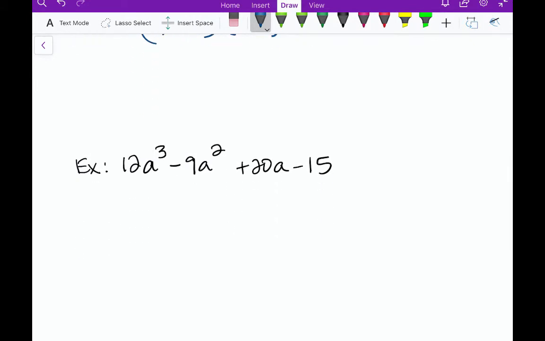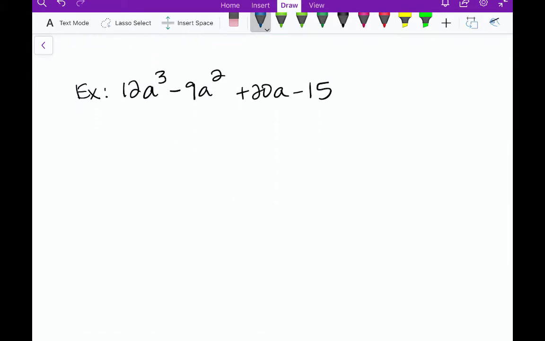So let's look at another example. So this one is not as straightforward. So we have 12a cubed minus 9a squared plus 20a minus 15. So we want to try to look at just these two terms and see if we can find a greatest common factor within those two. So what is the greatest common factor between 12 and 9? It would be 3. What is the greatest common factor between a cubed and a squared? Well, that would actually be a squared, the greatest common factor there.